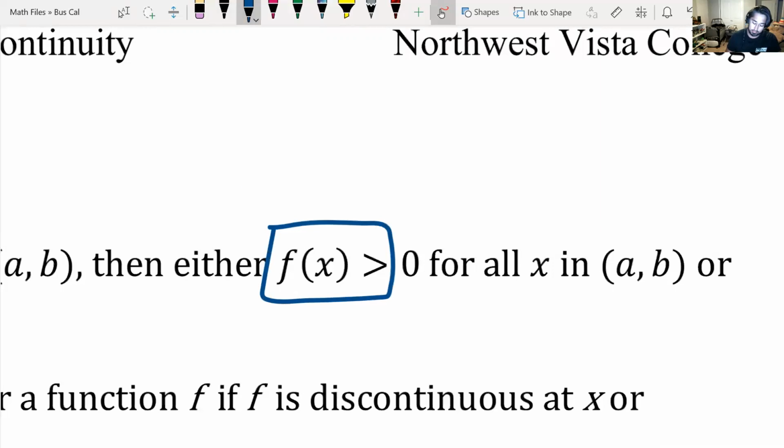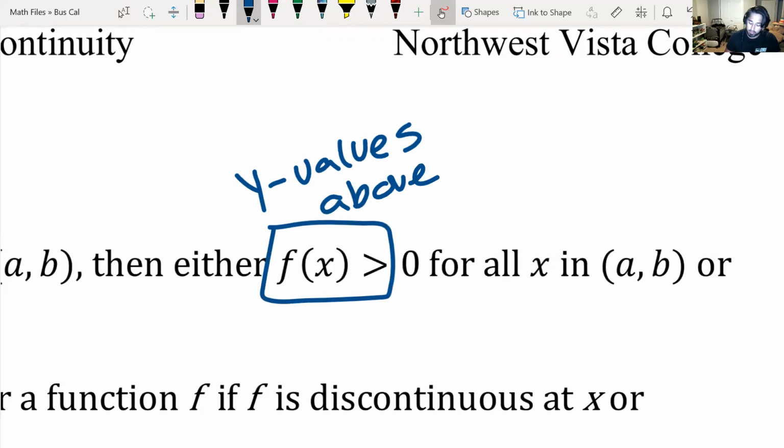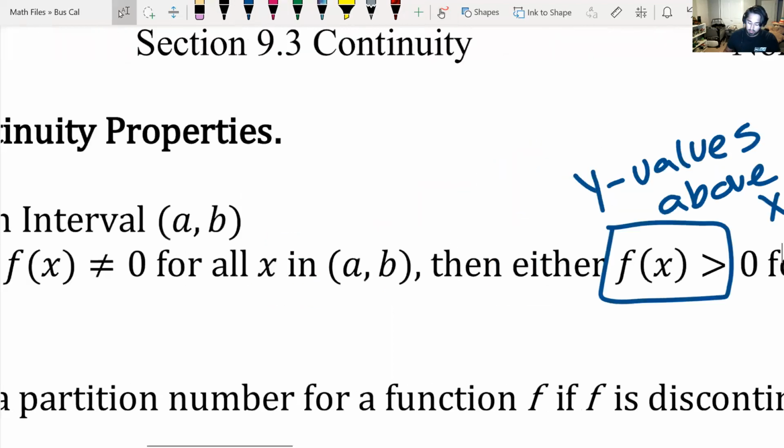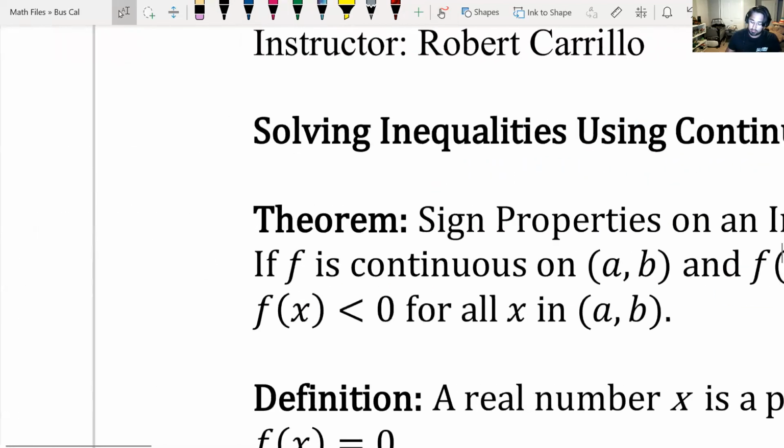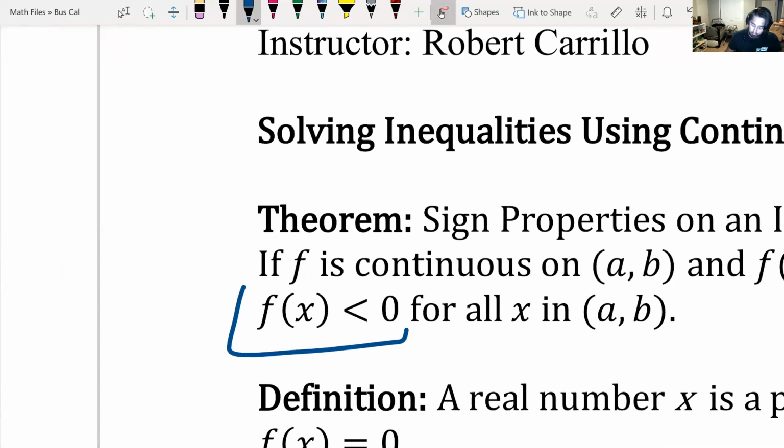So this says y values above the x-axis. And this one says y values below the x-axis.